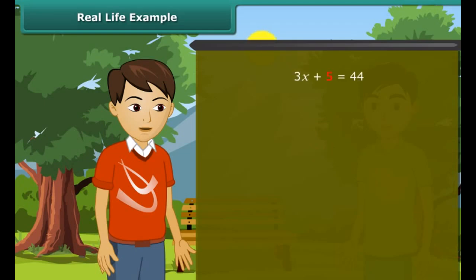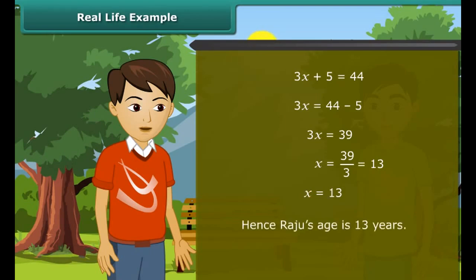Transposing 5 to right-hand side, we get 3x, which is equal to 39. Transposing 3 to right-hand side, we get x as 13. Hence, Raju's age is 13 years.